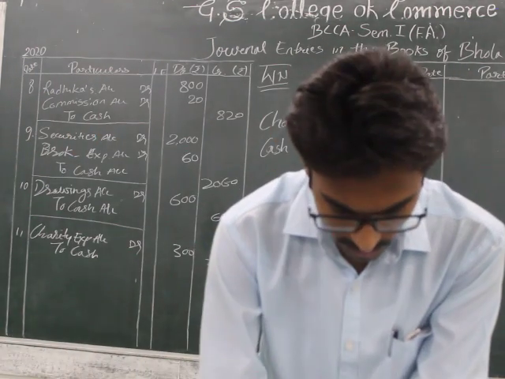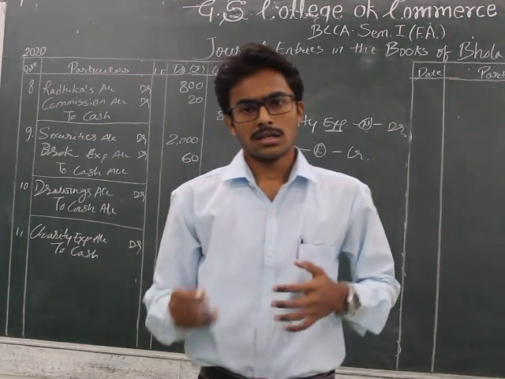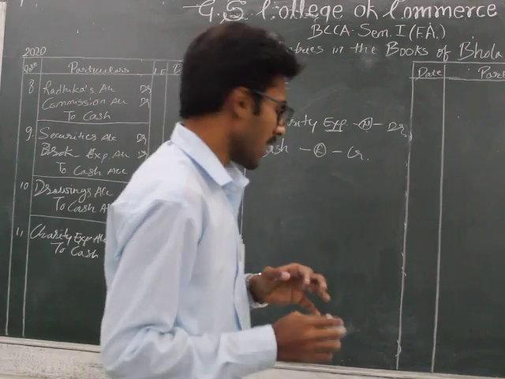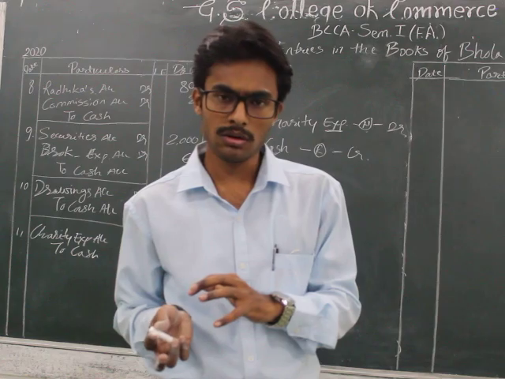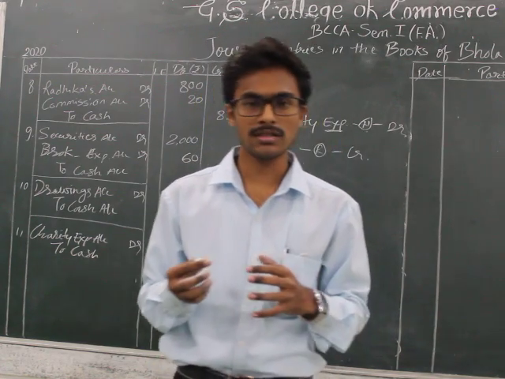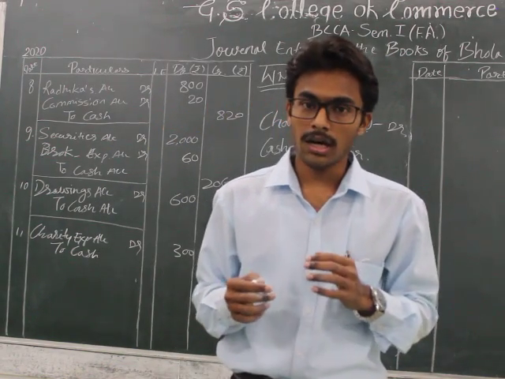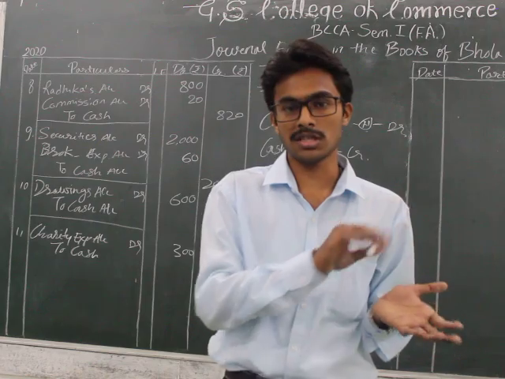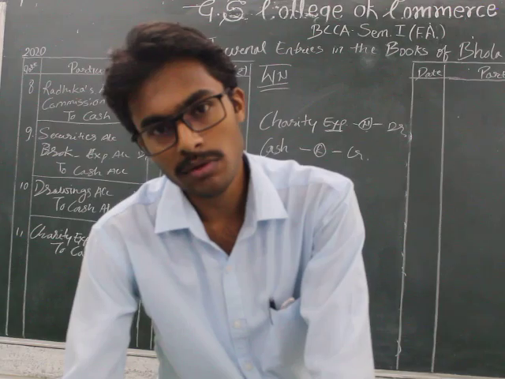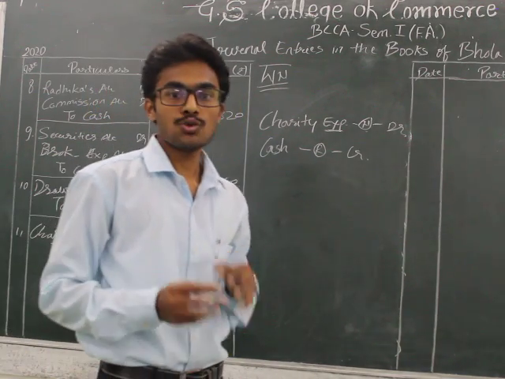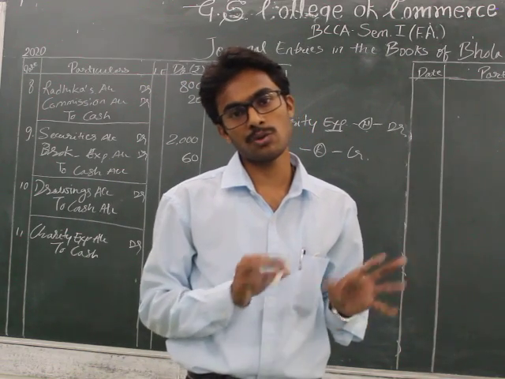Then next entry, sold private scooter and invested in business. Someone means Bhola is selling his scooter and giving the amount which he has gotten from selling the scooter. So Bhola has sold and is investing in business. That means Bhola will introduce rupees 2000 into the business. That means this one is capital. And what will be the entry? Cash is coming in. That's why cash will be debited.